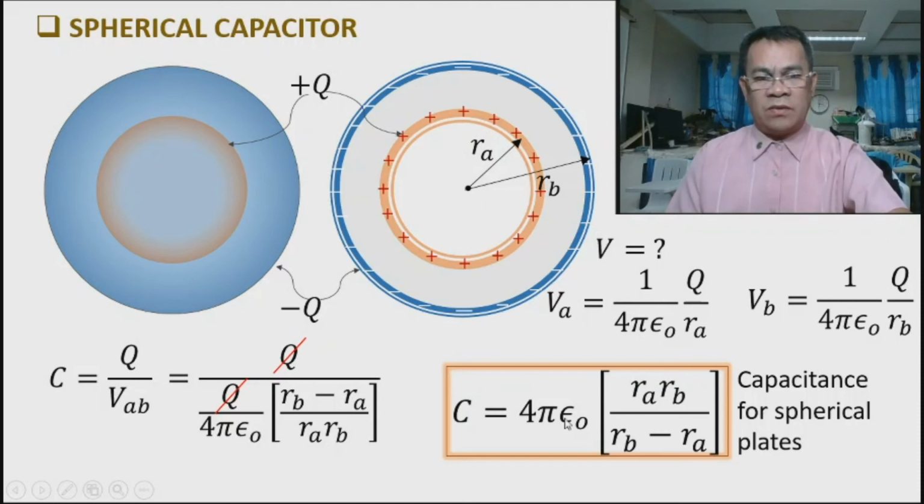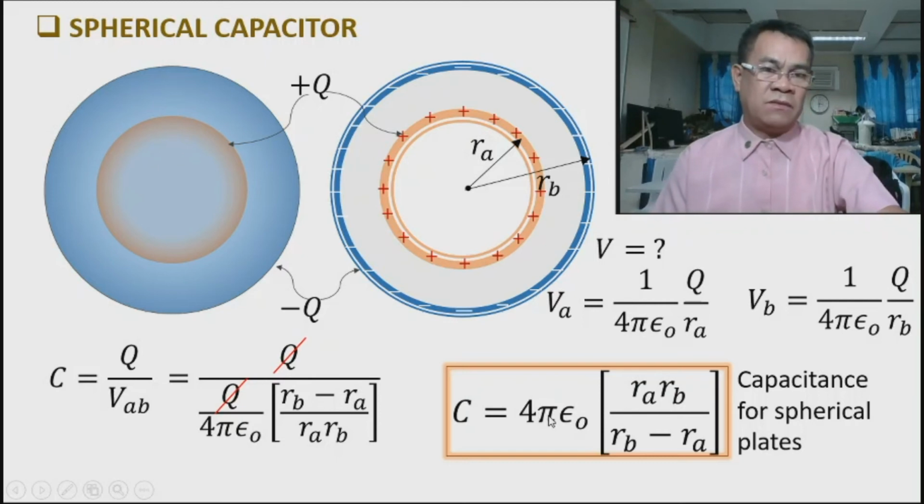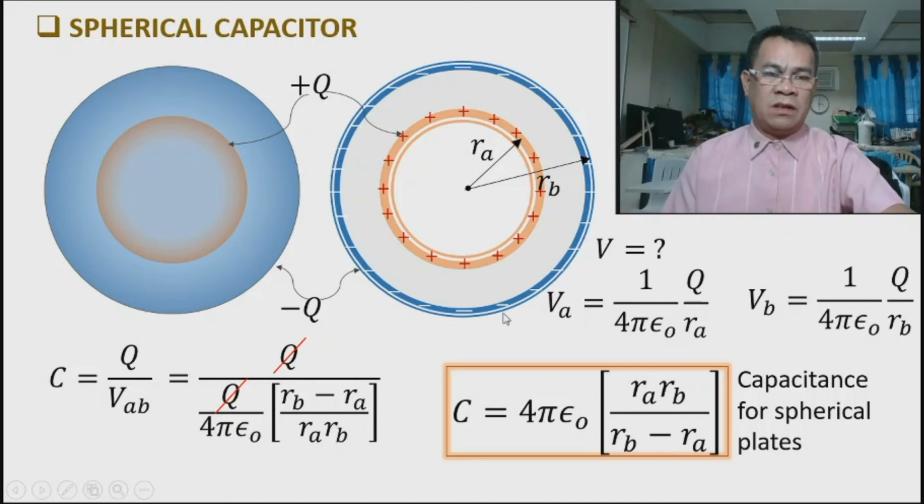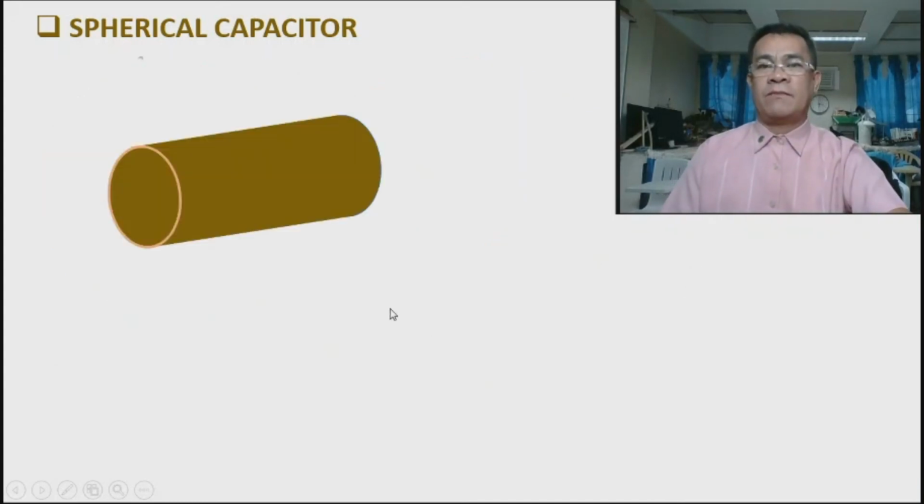Take note that we don't need the charge in order to know how much is the capacitance of that capacitor. We need only R because these are constants. The radius of the positively charged sphere and the radius of the negatively charged sphere are the requirements in order to solve for the capacitance.